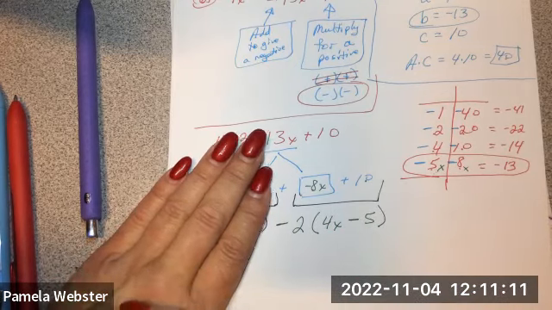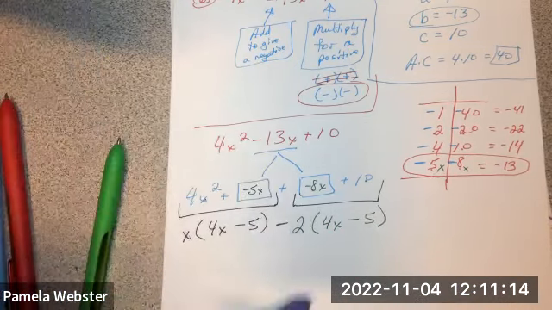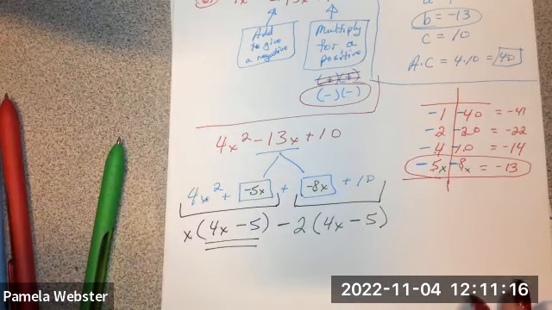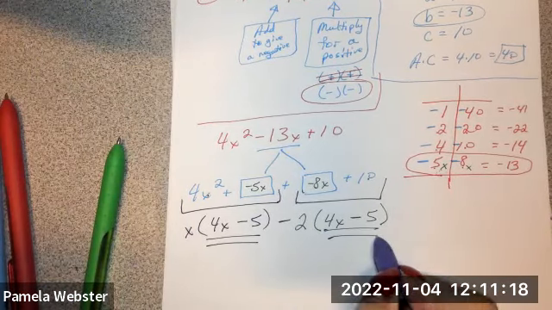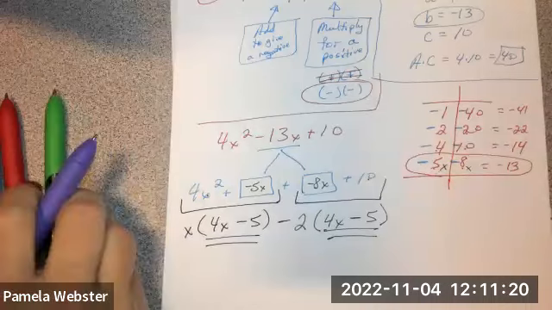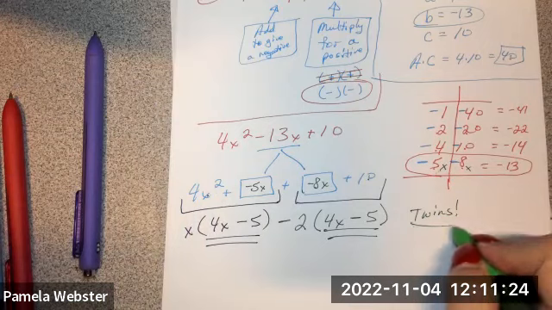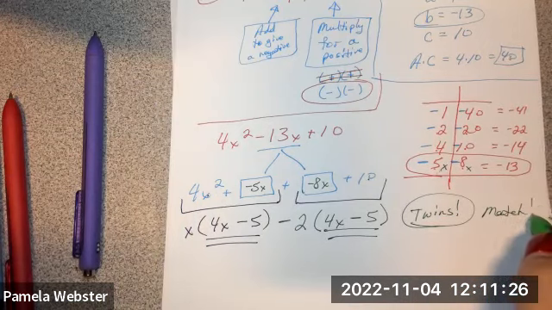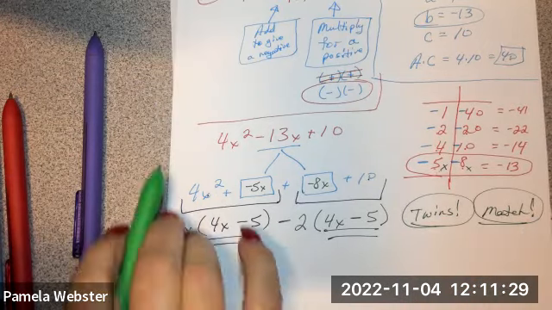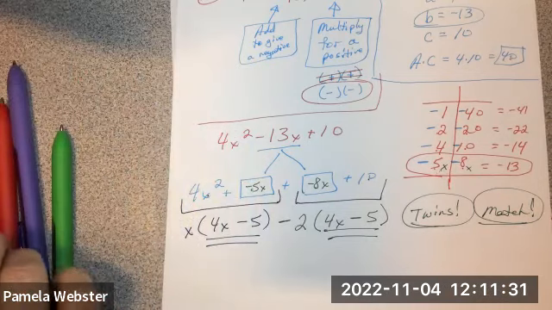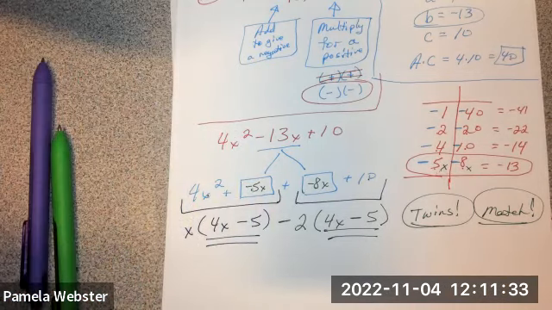Again, we can take our lead by looking at the first parentheses we had. They need to match. They need to be twins. That's what I was told once upon a time. If they don't match, we've either done something wrong or this guy will not factor. But we have them match.